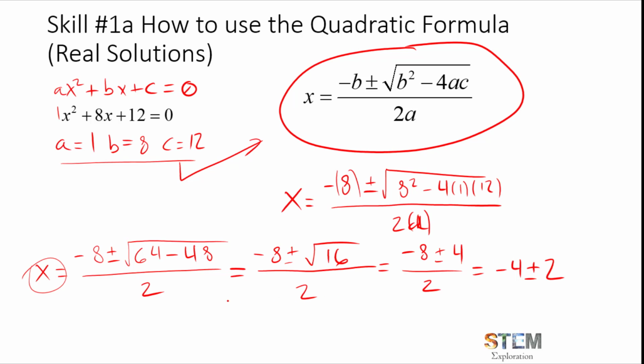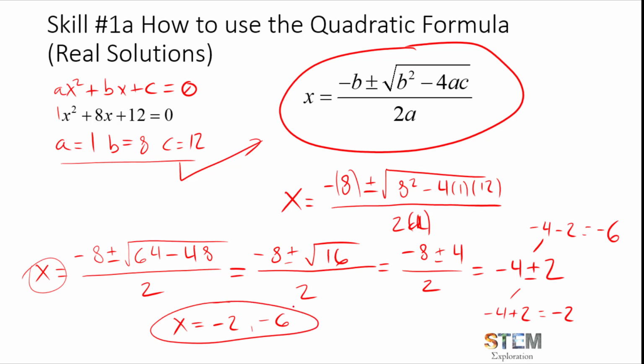So your solutions in this particular instance are negative 4 plus 2, which is equal to negative 2, and the other solution is negative 4 minus 2, which is equal to negative 6. So your solutions for this given quadratic are x equals negative 2, negative 6, and that is your solution set for this quadratic.